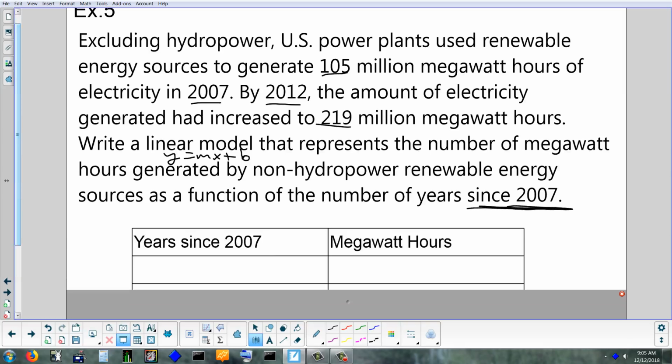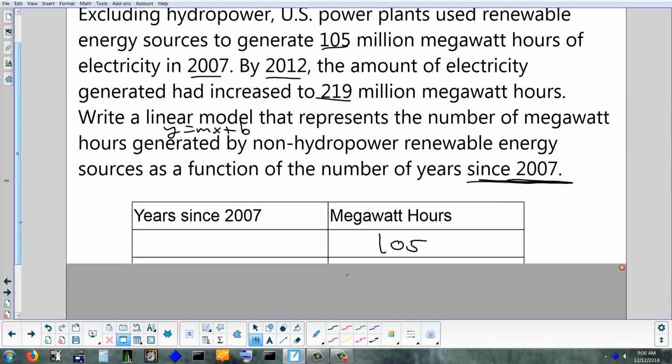Let's start in 2007. Do we know how much electricity was generated in 2007 using renewable resources? Not how many hours, but how much electricity measured in megawatt hours? 105. So in 2007, 105 megawatt hours of electricity were created. That's how your electric bill is, well, hopefully yours isn't in megawatt hours. It's either kilowatt hours, a little smaller, but same idea.